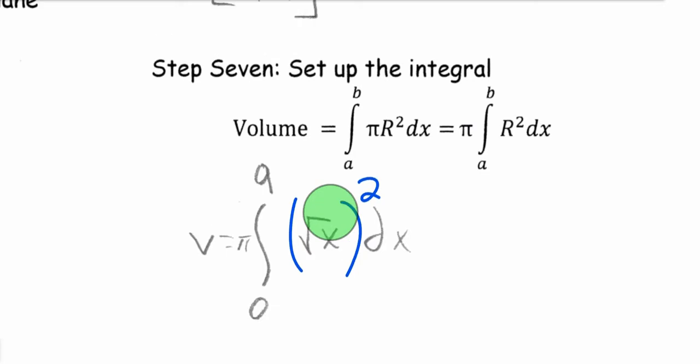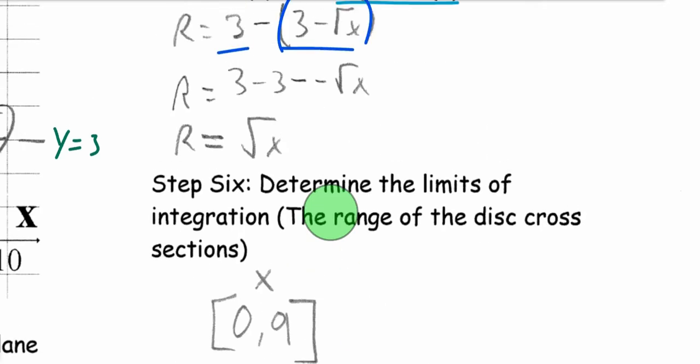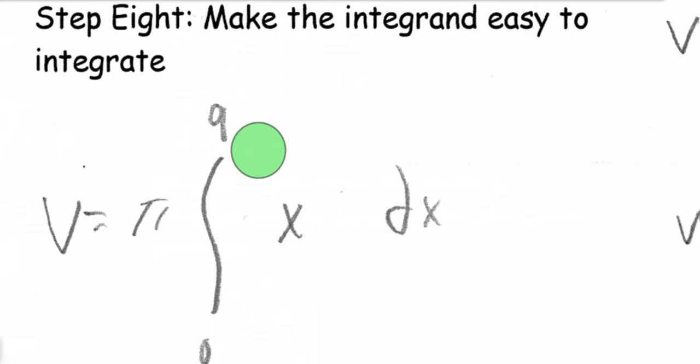What happens when you square the square root of x? It just becomes x. So again, we kind of lucked out here. This will be easy to integrate when the square root cancels. Step 8 is making the integrand easy to integrate. Again, that square root of x squared will cancel and just become x dx, and then we will be integrating this from 0 to 9.